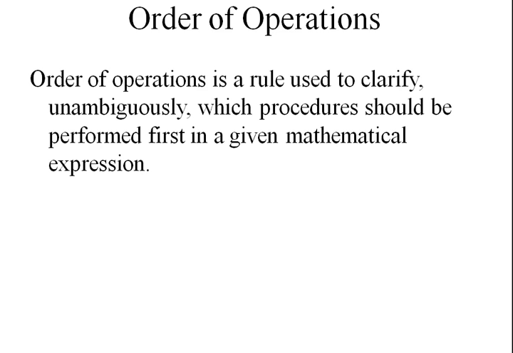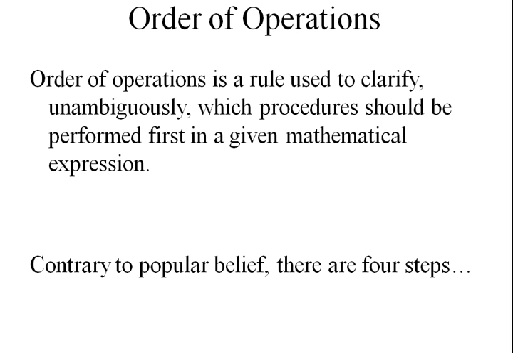Order of operations is a rule used to clarify, unambiguously, which procedures should be performed first in a given mathematical expression. The use of the acronym PEMDAS has led to the misconception that there are 6 steps. There are actually 4 steps in order of operations.